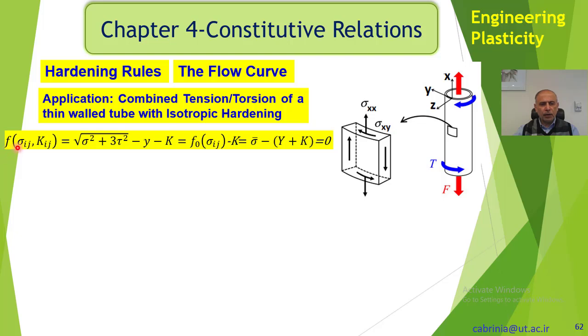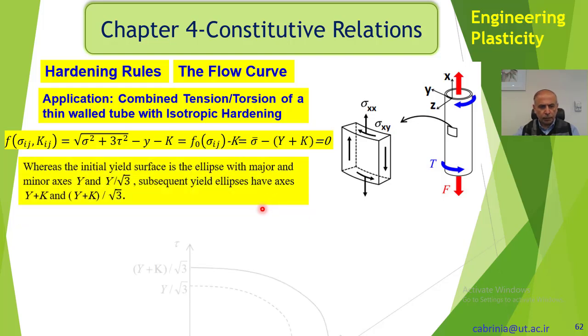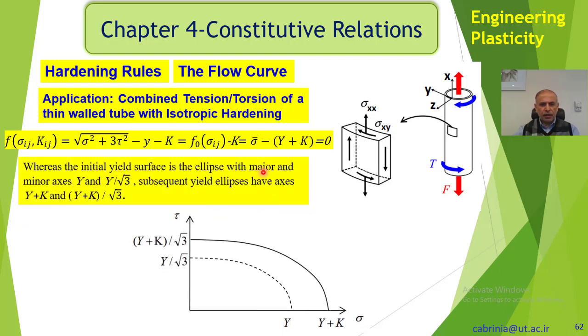Therefore we can write the function for the isotropic hardening as this, okay, and we could write this as F0 of sigma ij minus k, so it's sigma bar minus Y plus k equal to 0. That is the flow equation. That's the constitutive relation, okay? Whereas the initial yield surface is the ellipse, with major and minor axes Y and Y over root 3, the subsequent yield ellipse has the axes Y plus k and Y plus k over root 3.